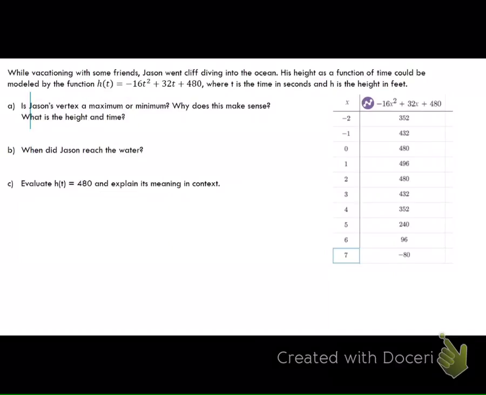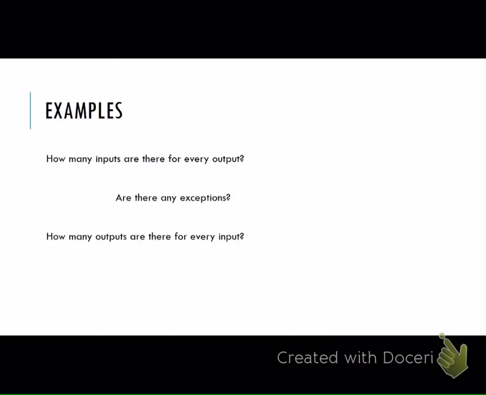We are going to just skip to this last piece here. How many inputs are there for every output? 1. 2. Typically 2. Because what goes up must come down. Except when it's at the peak. What do we call that peak? The vertex. So there's only 1 at the vertex.